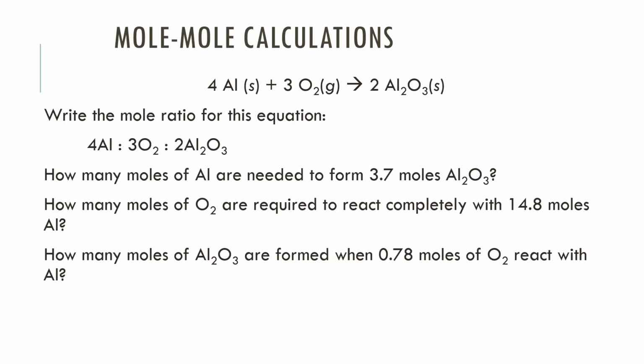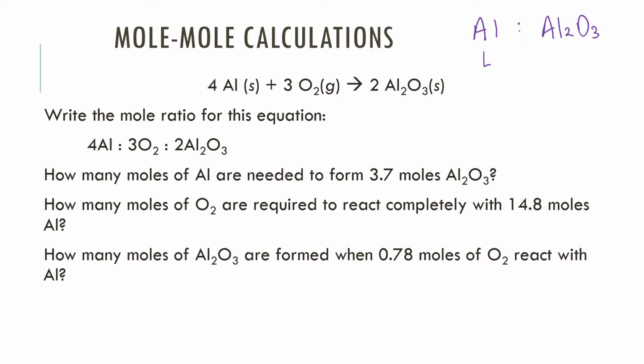Let's have a look at another example. This reaction is with solids and gases. If we react 4 moles of aluminium with 3 moles of oxygen, we produce 2 moles of aluminium oxide. Looking at that first question, how many moles of aluminium are needed to form 3.7 moles of aluminium oxide? Just like we did with the last question, we need to look at our ratio of aluminium to aluminium oxide.